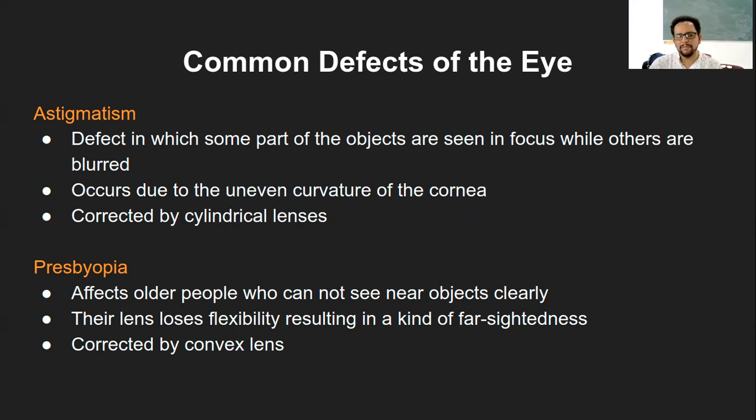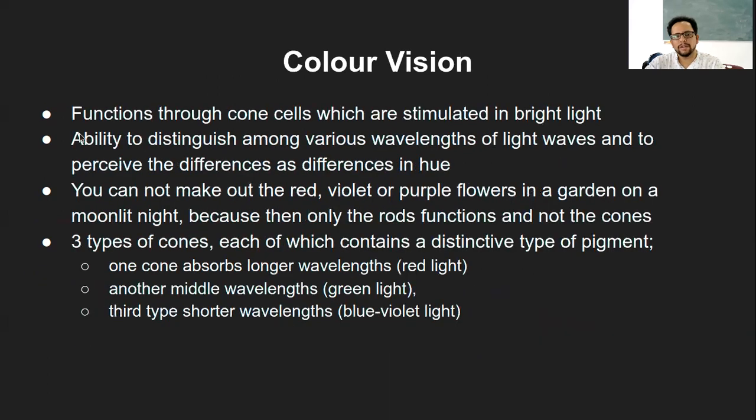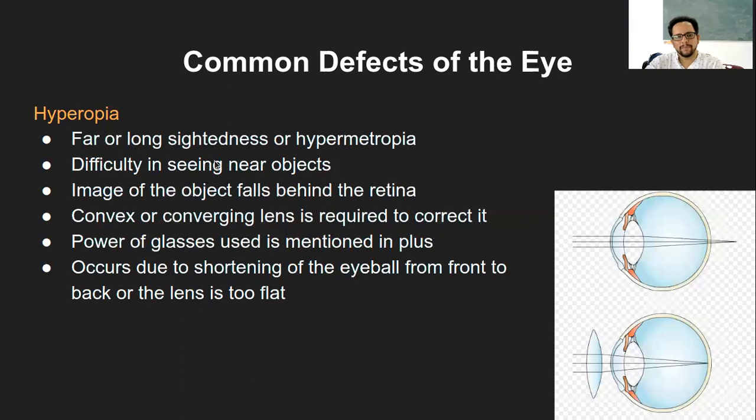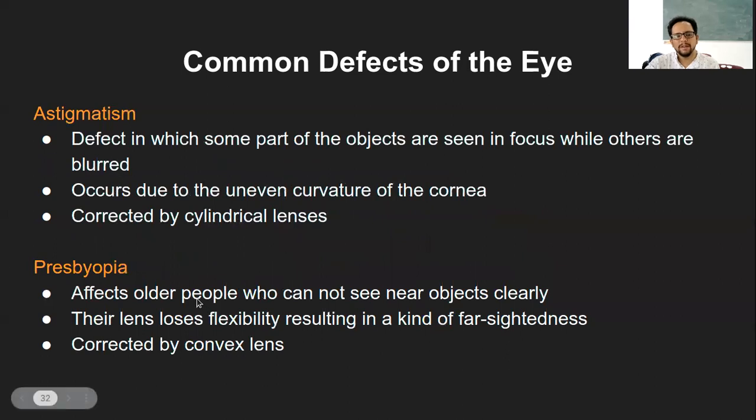That is astigmatism. Then there is something called presbyopia. This is specifically a condition with older people who cannot see near objects very clearly. Near objects, they cannot be seen. That's like hyperopia, but in older people, that is presbyopia. And again, their lens loses flexibility. This is more like a geriatric disorder. Geriatric means related to older people.